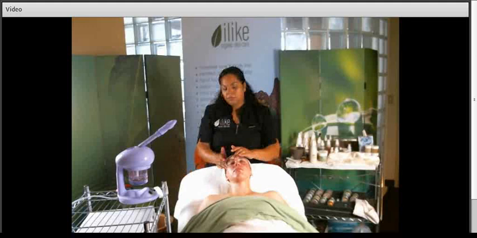And make sure that you get everything out when you do your extractions. Keep pressing until you see nothing comes out, or until you see that clear blood come out, and you know it's done.